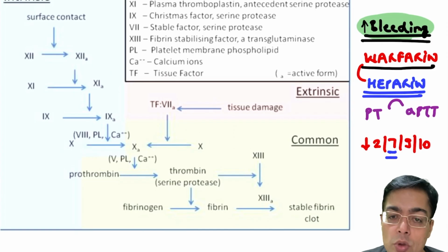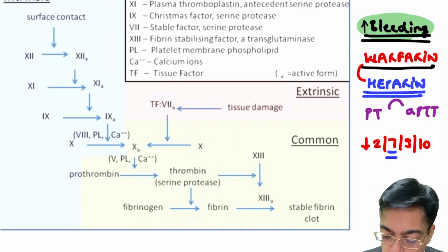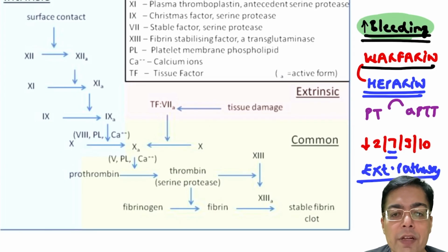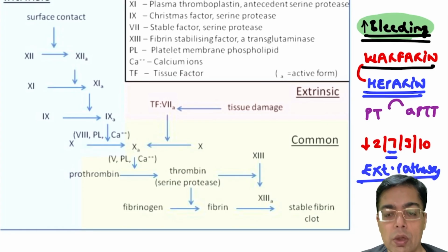If factor 7 disappears first, this drug warfarin is directly going to affect which pathway? It is going to affect the extrinsic pathway. The moment I talk about warfarin affecting the extrinsic pathway, what will immediately come to your mind is which test is going to be affected?